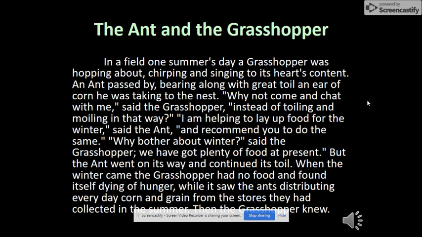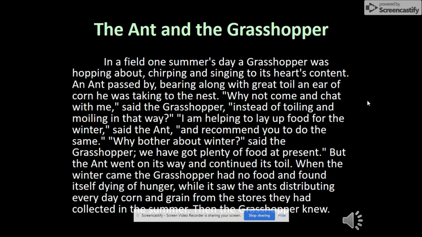So if we look at everything that happens in the story to the grasshopper, we can look at what he needs to learn and then apply that theme to our lives as well. So the theme would be prepared and don't procrastinate. Be prepared and don't procrastinate.